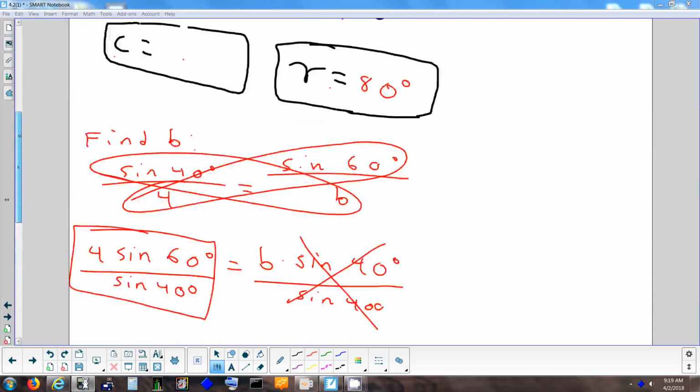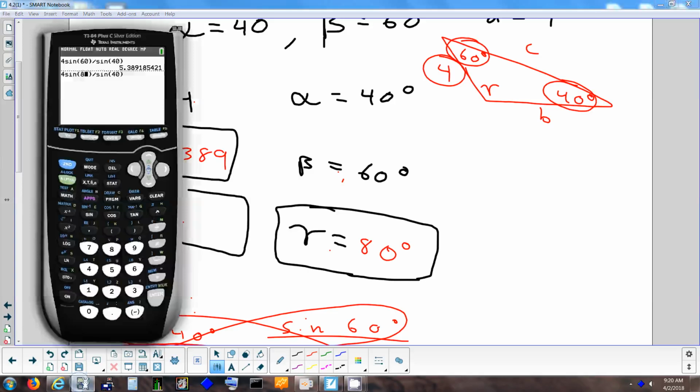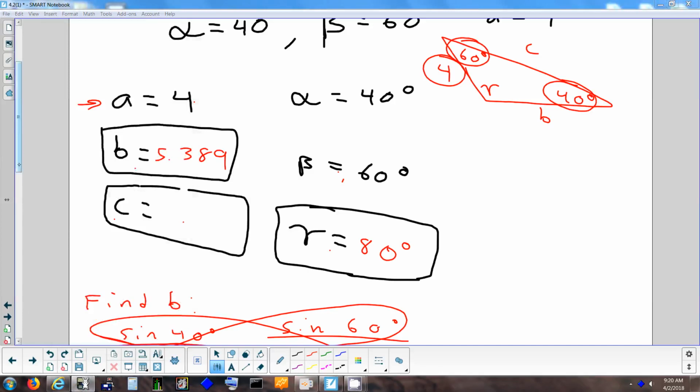Before I hit enter, one thing I can tell you is that gamma is the biggest angle, so C should be the biggest side. So it has to be bigger than 5.389. But C can't be bigger than 9.389, because I know if I add any two sides together, it has to be bigger than the third. So I know that C is somewhere between 5.3 and 9.3. We'll hit enter, and it comes out 6.128. And that's a law of sines problem.